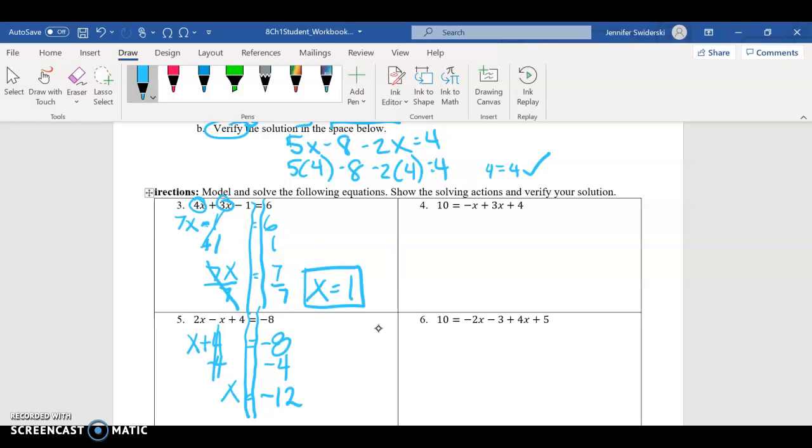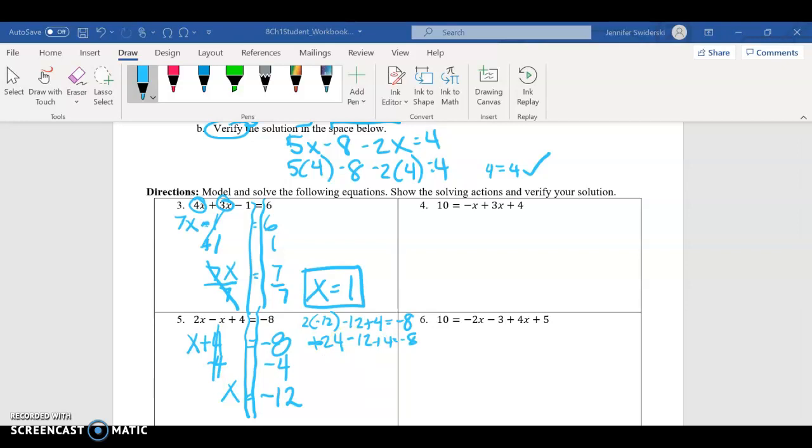We now need to verify. Plug it in. 2 times negative 12, because I plugged it in there, minus 12 plus 4. They want to know if that equals negative 8. 2 times negative 12 is negative 24. Actually, it's positive 24 because a negative times a negative is a positive. Hold on. That should be negative. Positive times a negative is a negative. Minus 12 plus 4 equals negative 8.